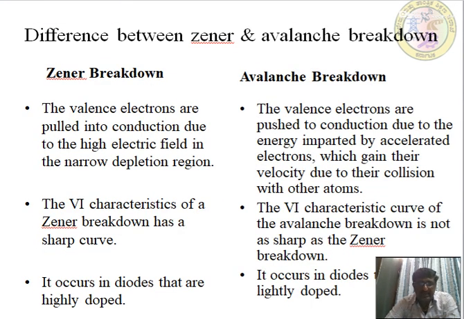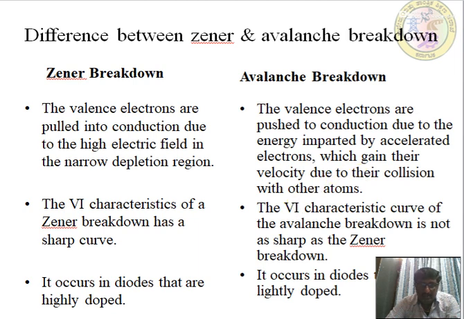Next, in Zener breakdown, the valence electrons are pulled into the conduction band due to the high electric field in the narrow depletion region. In avalanche breakdown, the valence electrons are pushed into conduction due to the energy imparted by accelerated electrons, which gain velocity and collide with other atoms, freeing more electrons.